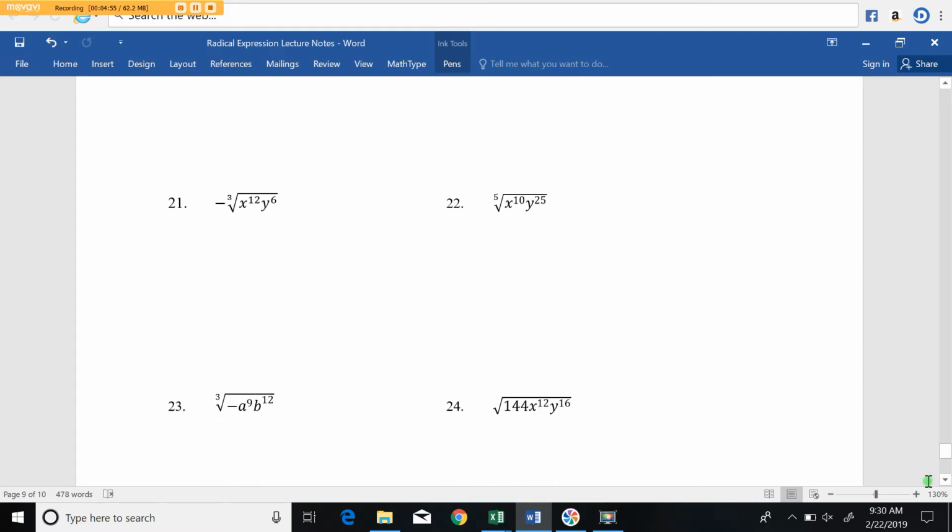All right, these pesky minus signs, don't let these bother you. This is just a number sitting out in front. This cube root applies to both of these, so this term is going to be x to the 12 over 3, and this will be y to the 6 over 3. And we can simplify this one a little bit. How about we call that x to the 4th and y squared.